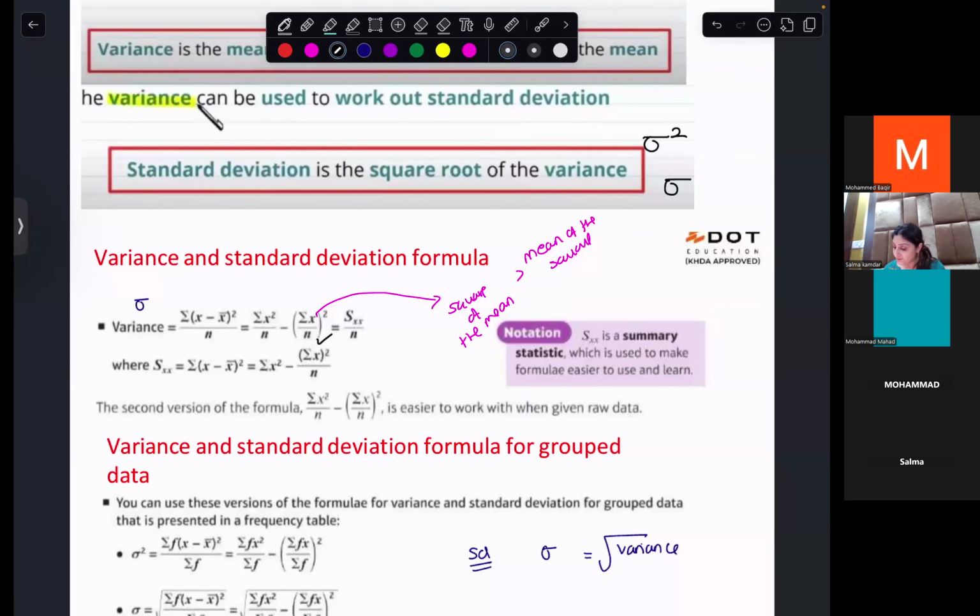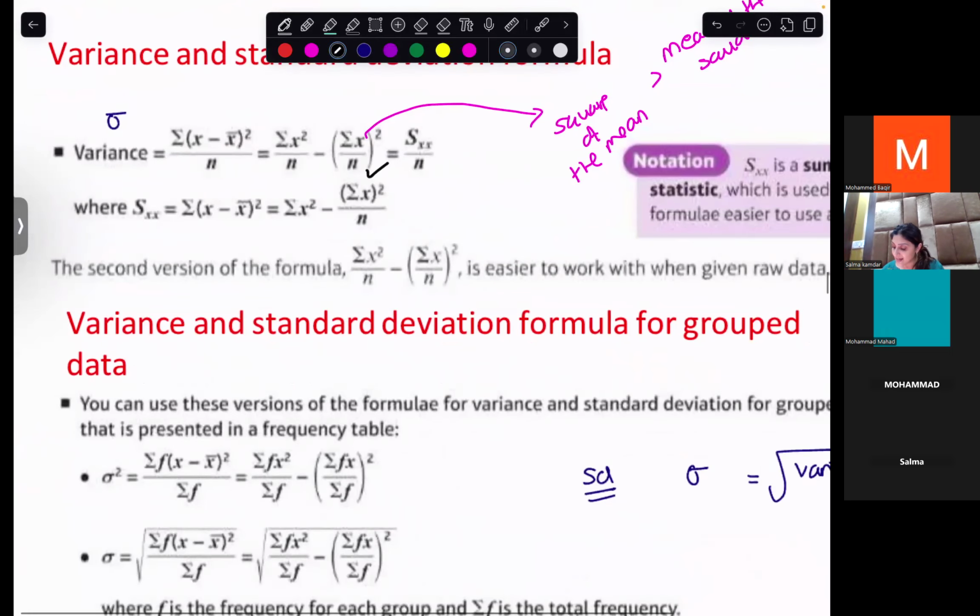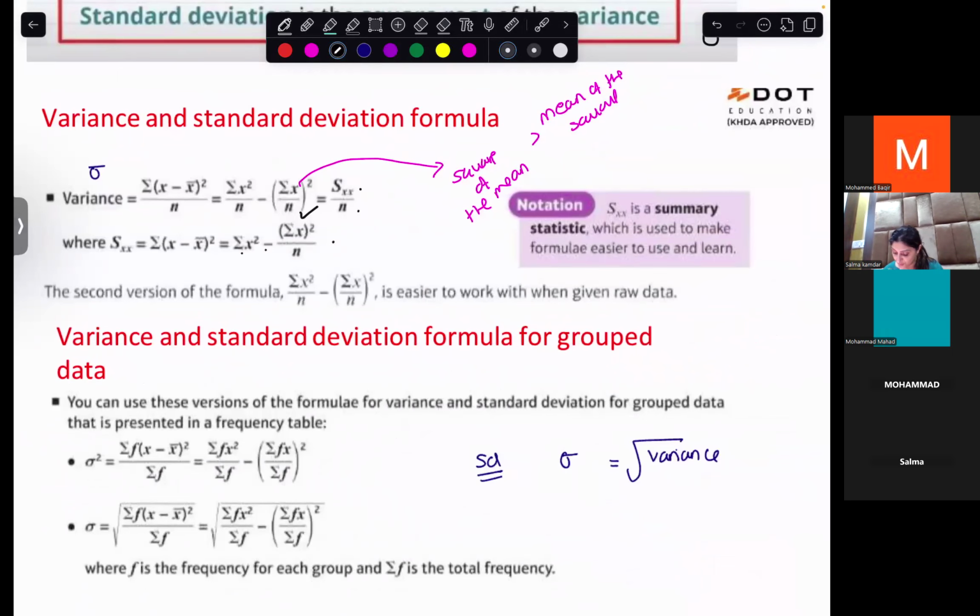There is another way to find variance. You do Sxx divided by n, and you get the variance. Are you with me? Sxx is also found by summation x square minus summation x by n, the whole square. This will all be given in the formula sheet for you.